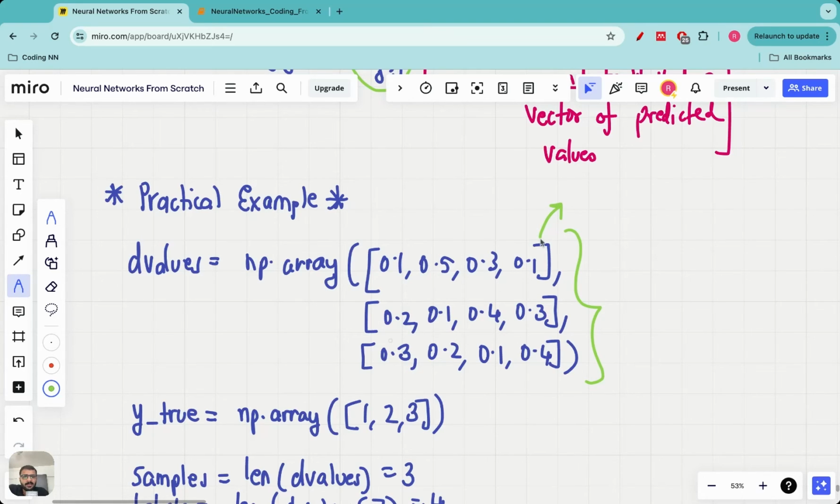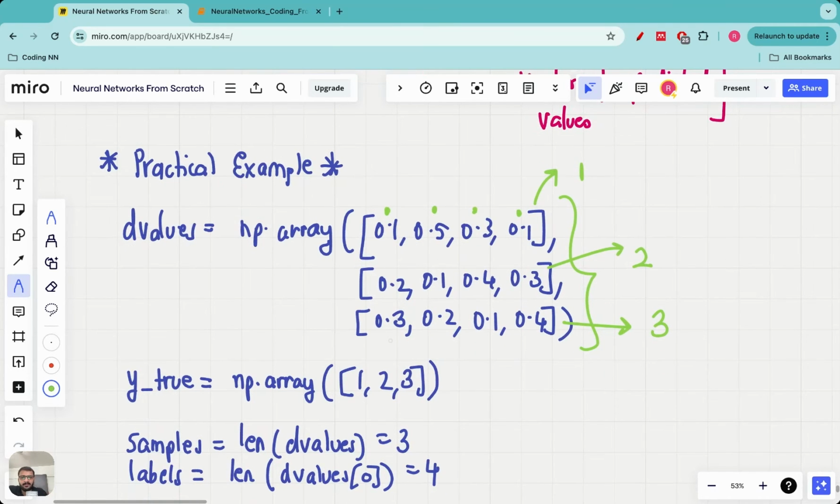The first row are the predicted values for the first batch. And remember, there are four neurons here. This is the output of the first neuron, second neuron, third neuron, and fourth neuron for the first batch of data. This second row is the second batch of data, and the third row is the third batch of data. So the number of samples which we have is equal to 3, and the number of labels are 4, because for each sample we have 4 neurons in the output layer. So these are called D values because they are the output values, and we'll calculate the loss based on these. Correct?